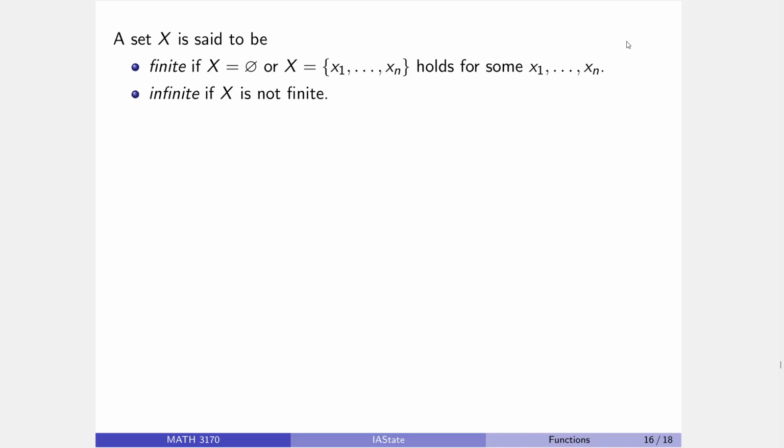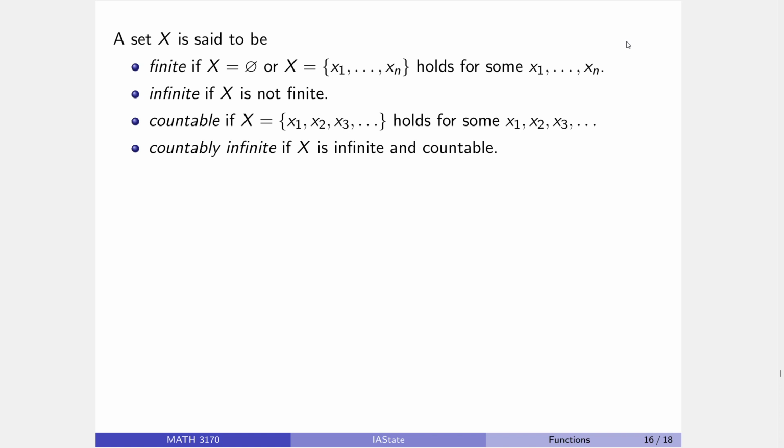Infinite if you fail to be finite. Countable if you're some indexing where the indexing is all of the natural numbers. But note that this does allow for infinite repetition. So if you want this and you want this to be distinct, that would then give you something that could not be finite, and that would give us the countably infinite. So you're infinite and countable, and uncountable if you fail to be countable.